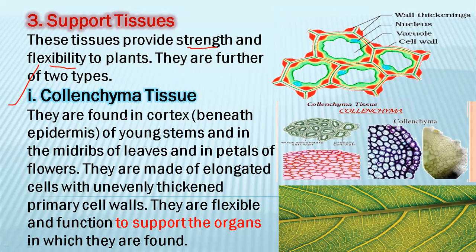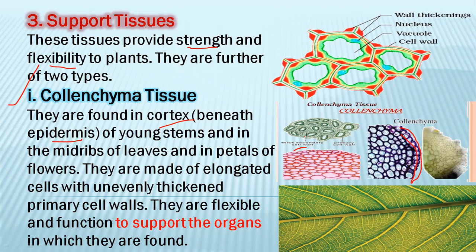Collenchyma tissues are found in the cortex beneath the epidermis. This is the lower epidermis, and in the roots, we can see they are present under the epidermis. They are having thick walls, like this is epidermis, this one, and these all are collenchyma tissues.